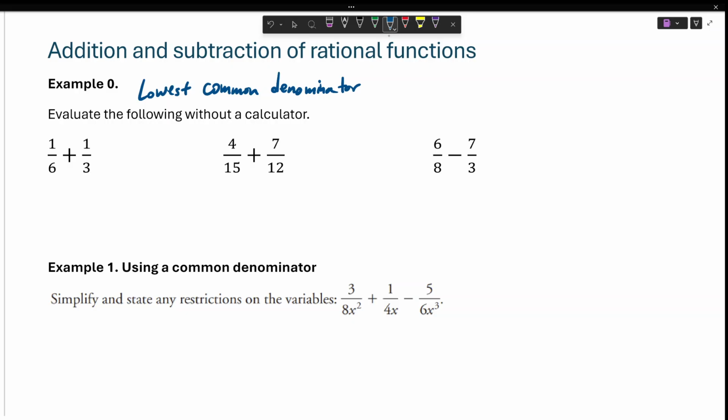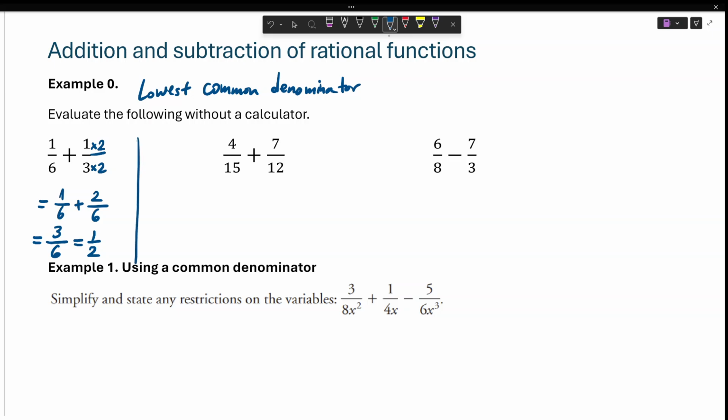In the case of 6 and 3, the lowest common denominator is 6. So we're going to think about multiplying the top and bottom so that you can get a 6 downstairs for both. Now that they're the same, we can add these together. That's 1 plus 2, which is 3 over 6. Lastly, don't forget to simplify. So our final answer is 1/2.